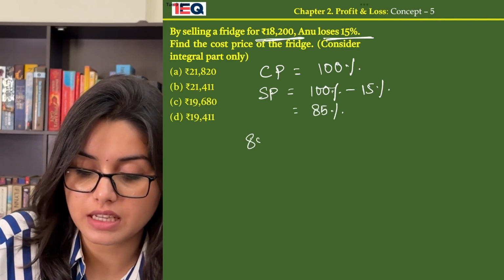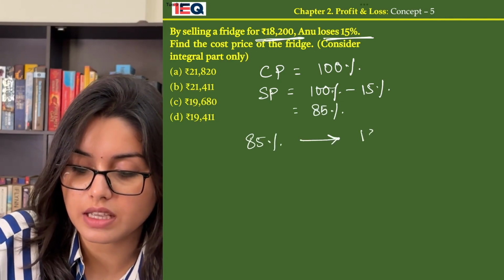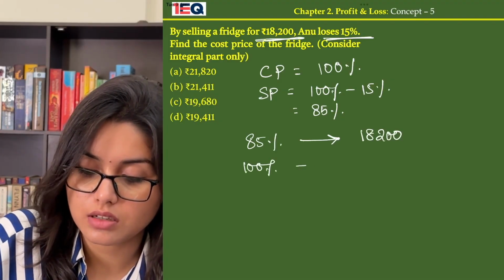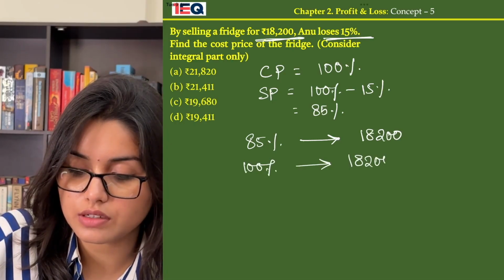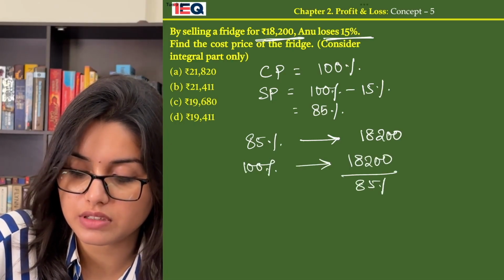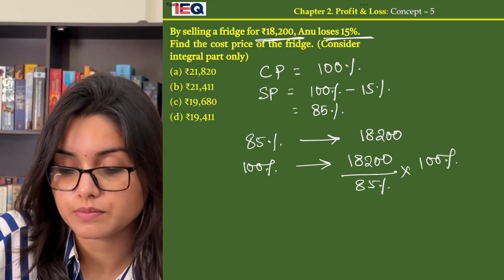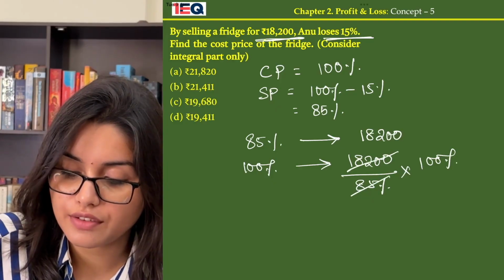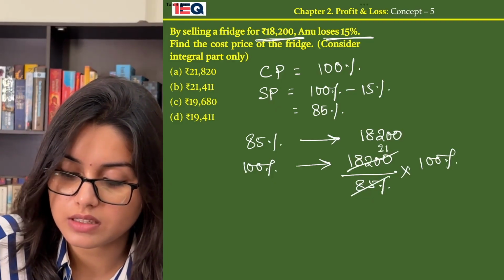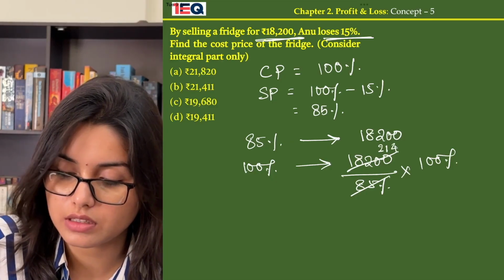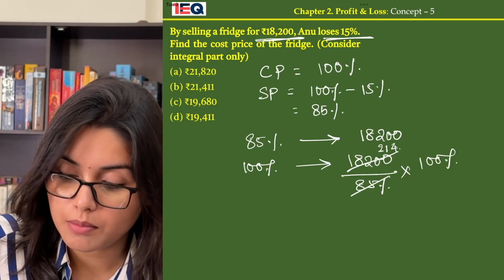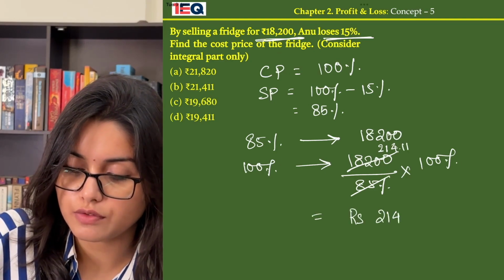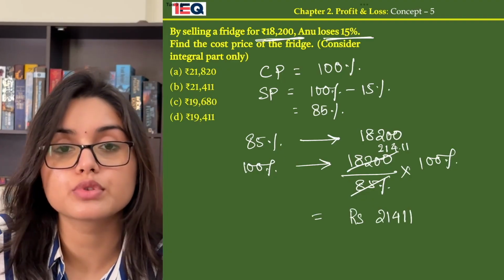If 85% cost rupees 18,200, the cost of 100% will be 18,200 divided by 85% into 100%. Now, on dividing this, we get 85 2s are 170, 1s are 85, 4s are 340 and 1 1. So, the amount comes down to 21,411, which is option B.